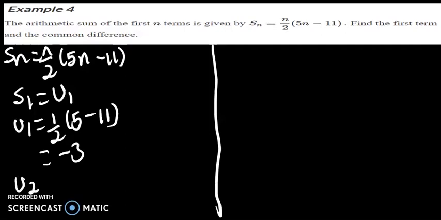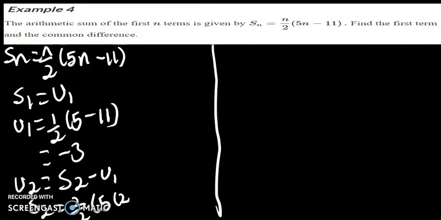And u2 is the same as S2 minus u1. So first you need to find S2. So S2 is equal to 2 divided by 2 times (5 times 2 minus 11).